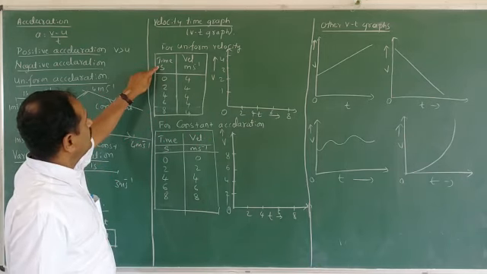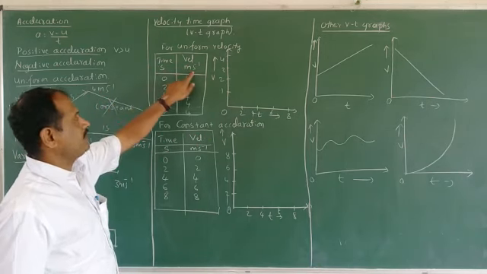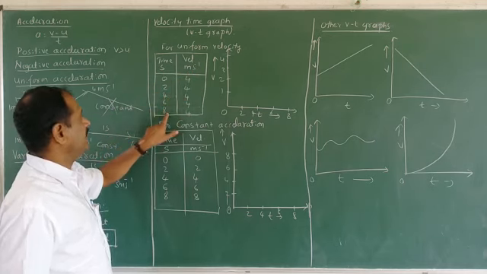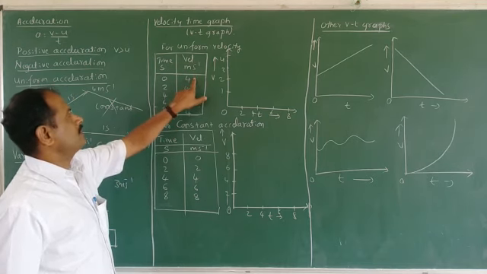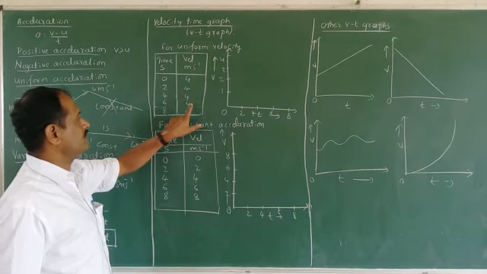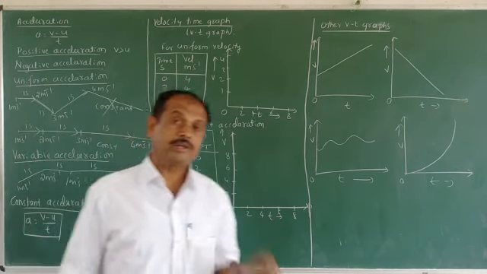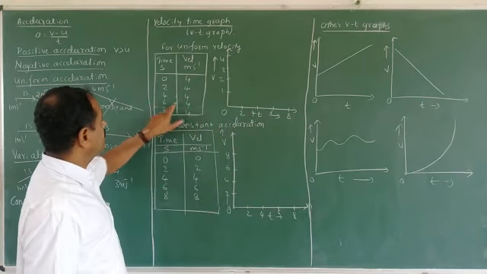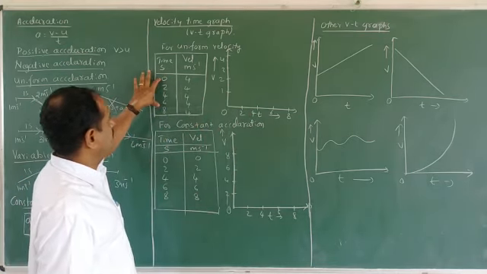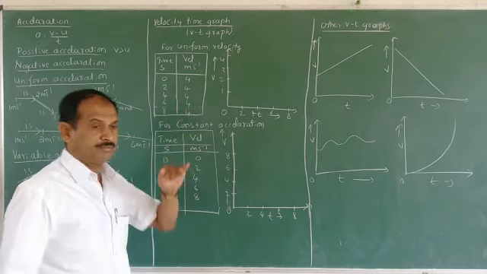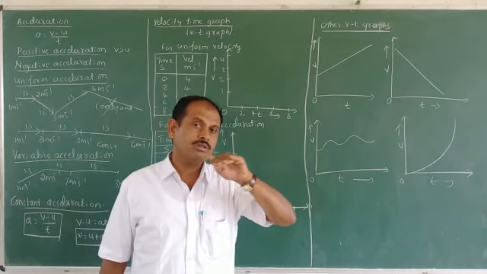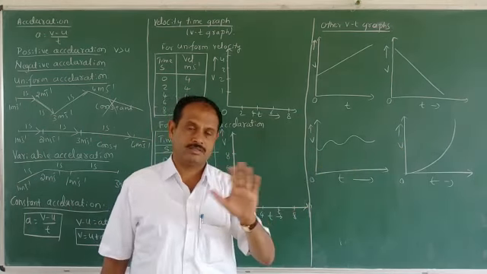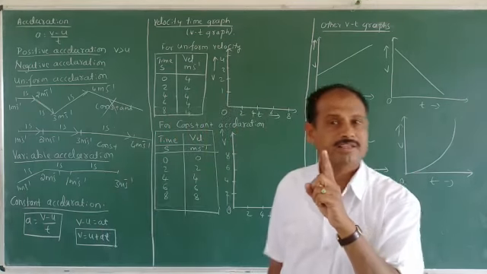Now here, time and this is velocity. Time increases 0, 2, 4, 6, 8. Now the velocity is 4 meters per second in every interval of time. At every second, the velocity is 4 meters per second. It means it is moving with constant velocity, that is uniform velocity. There is no change in the velocity, there is no acceleration.